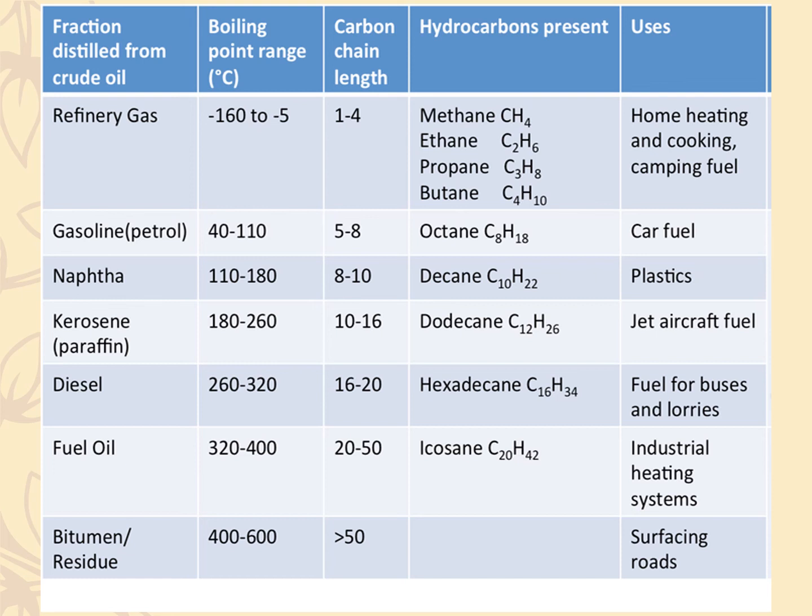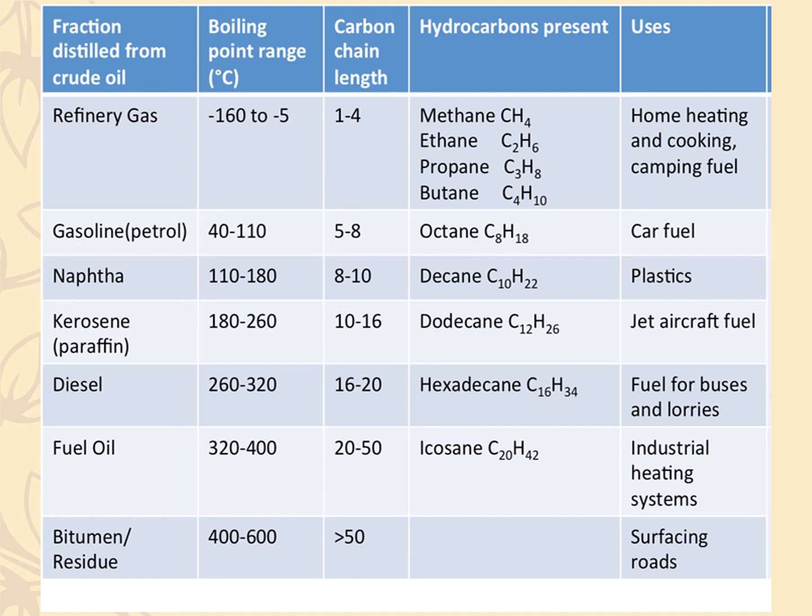Then the kerosene, that is paraffin, is obtained at a boiling range of 180 to 260 degrees centigrade. The carbon chain length is 10 to 16, represented by dodecane, and it is used as jet aircraft fuel. The next one is the diesel. It is obtained at a boiling range of 260 to 320 degrees centigrade. The carbon chain length is 16 to 20. It is hexadecane, and it is used as a fuel for buses and lorries.